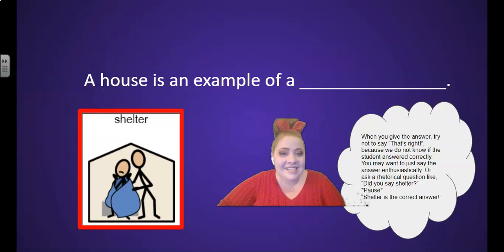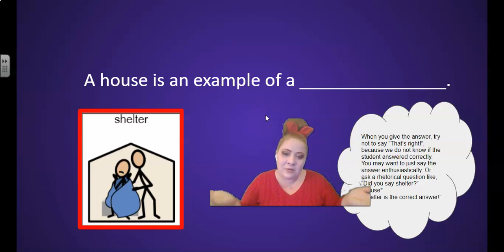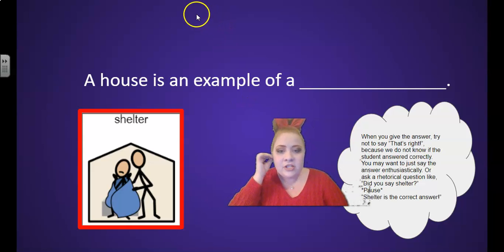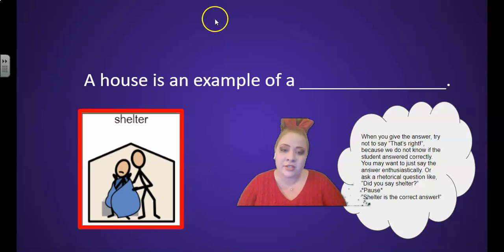A house is an example of a shelter. That's just the way I do it. You may have a different way of doing it. Obviously, you have a different way of doing it. We're all different, but I'm just showing you what I do and telling you why I do it.